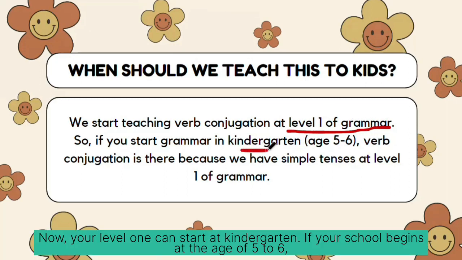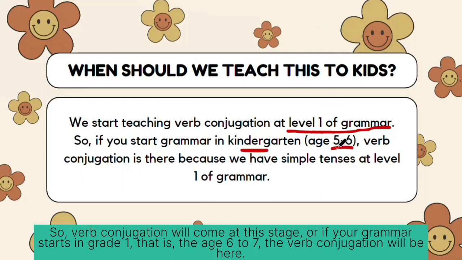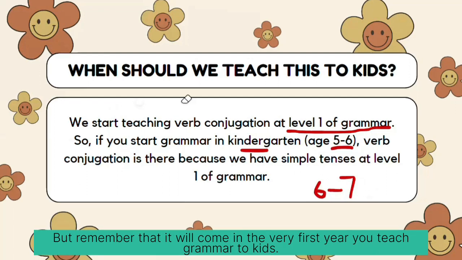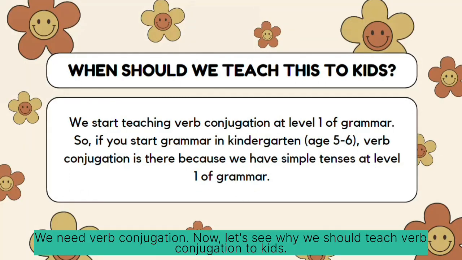If your school begins it at the age of 5 to 6, then verb conjugation will come at this stage. Or if your grammar is starting in grade 1, that is the age 6 to 7, then verb conjugation will be here. But remember that it will come in the very first year when you are teaching grammar to kids. So we start verb conjugation at level 1 of grammar because we have simple tenses at level 1: present simple, past simple, and future simple. For that we need verb conjugation.